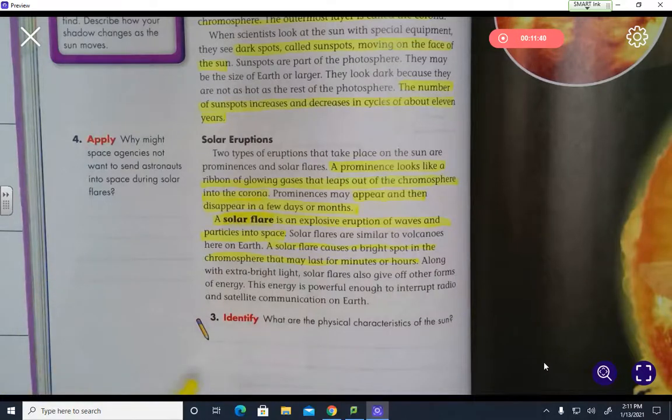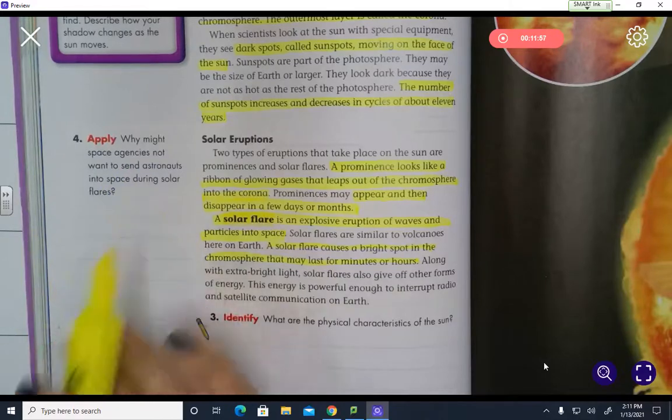So number 3 says, what are the physical characteristics of the sun? So what are some physical characteristics of the sun? And number 4, why might space agencies not want to send astronauts into space during a solar flare?